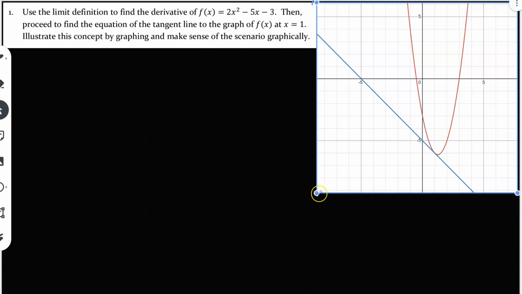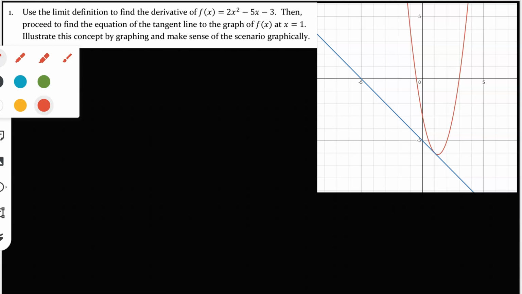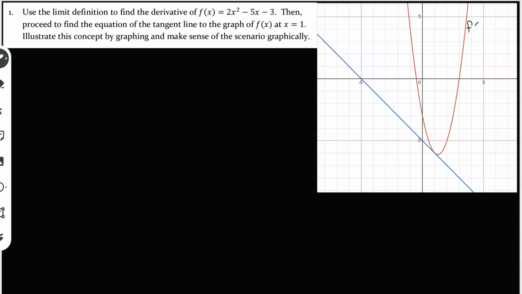Desmos is great to take a look and to verify quickly. So the scenario, just so that we can check our understanding, is we have a function f of x, which is 2x squared minus 5x minus 3, which is a parabola. And here is the tangent line at the point 1, negative 6.